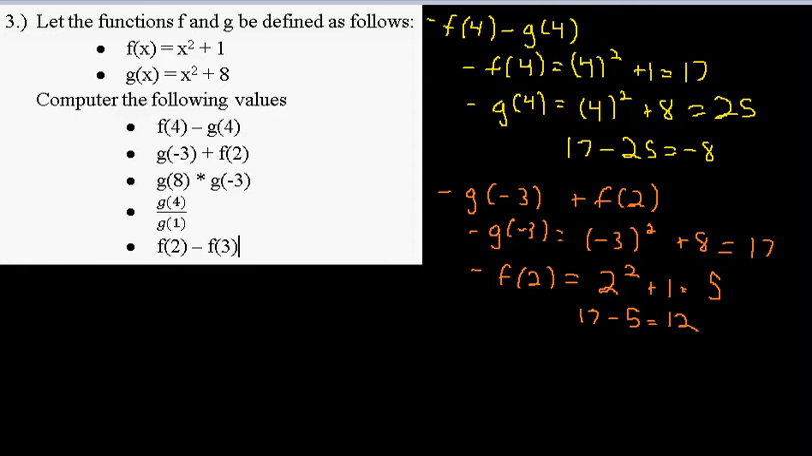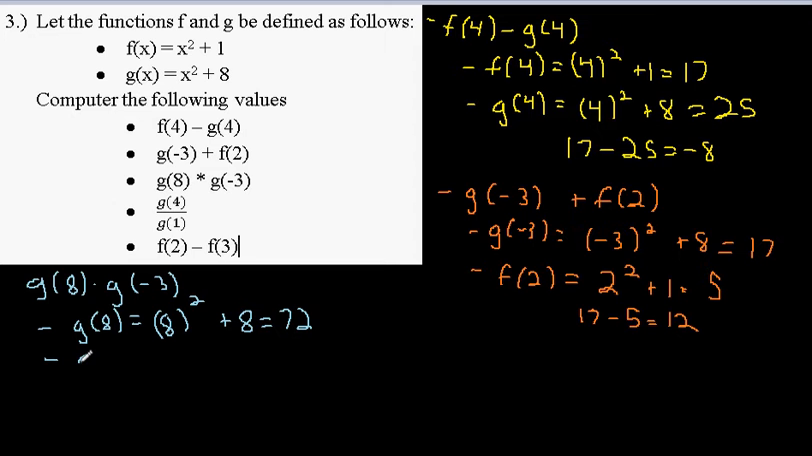Next problem, g of 8 times g of negative 3. Well, here 8 has replaced x in the g of x function, so g of 8 is going to equal 8 squared minus 8, or 56. G of negative 3 is going to equal (negative 3) squared minus 8, or 1.